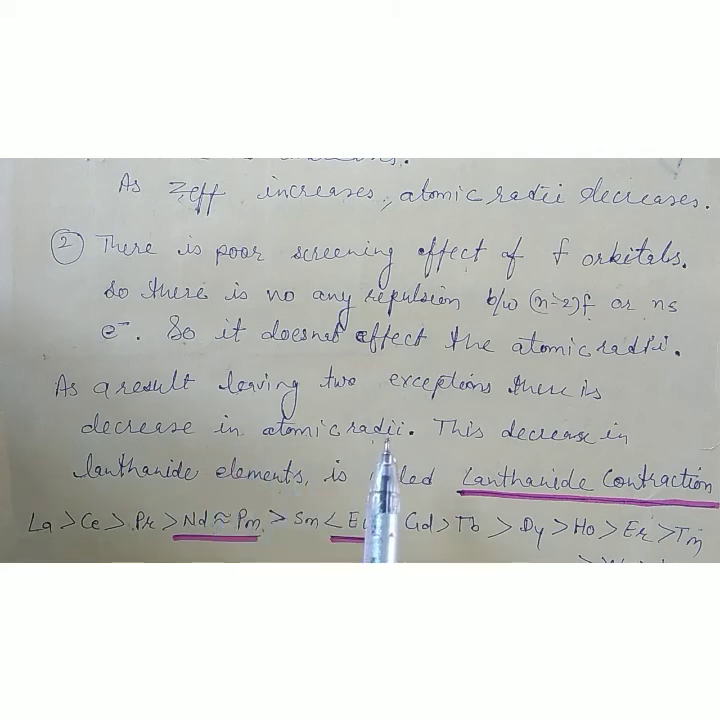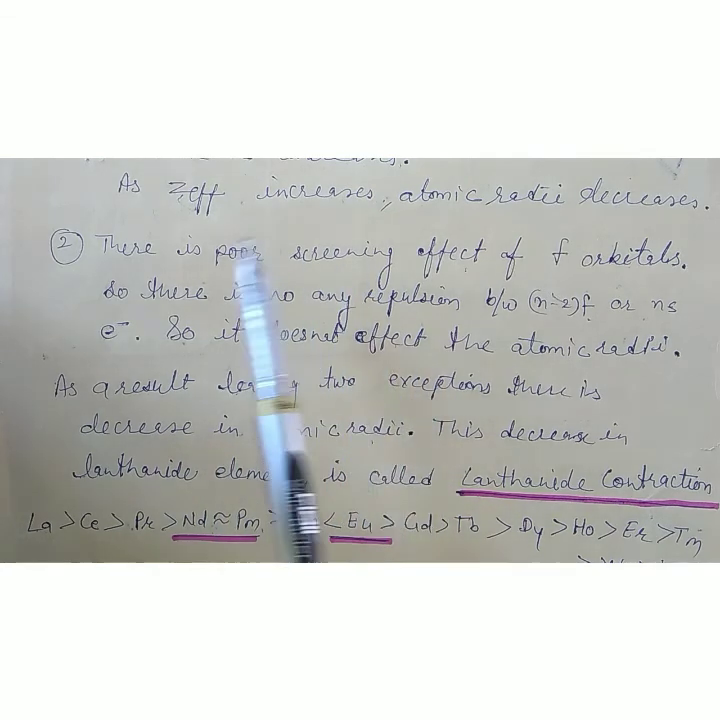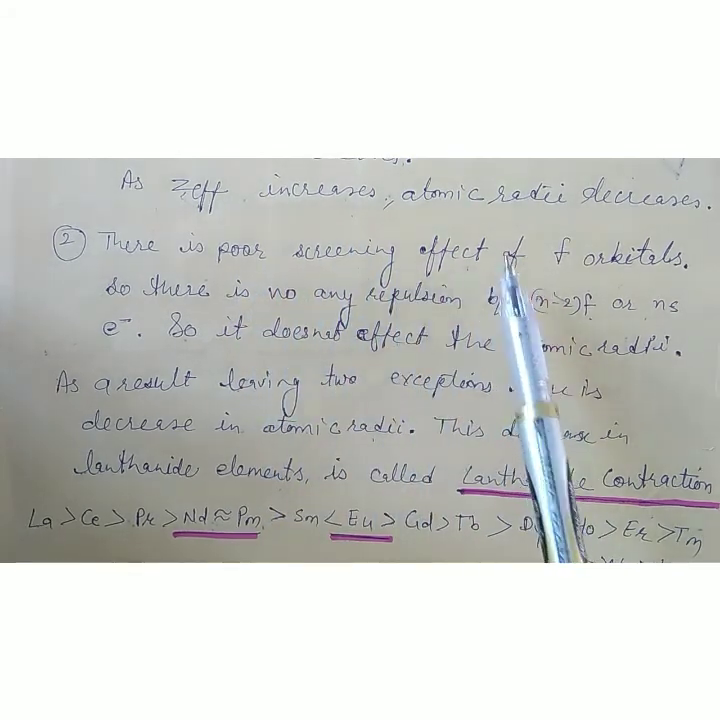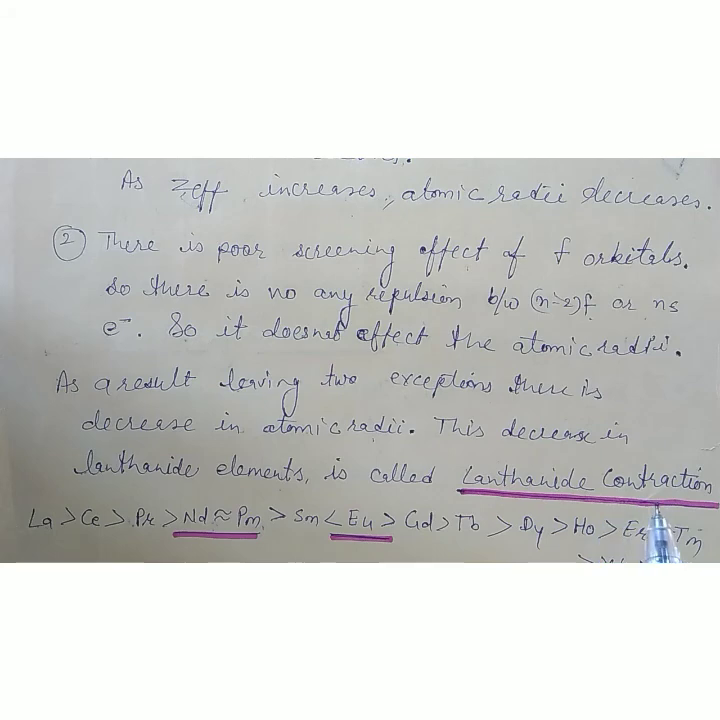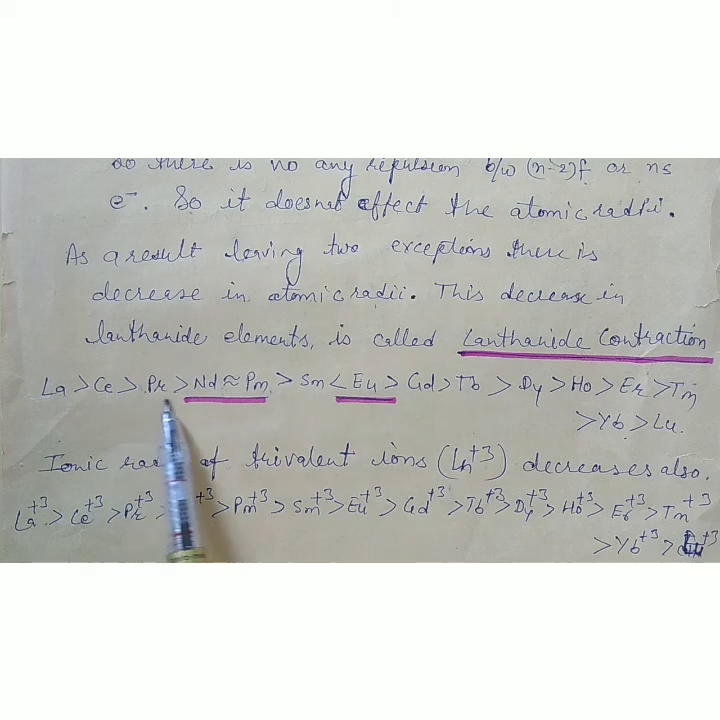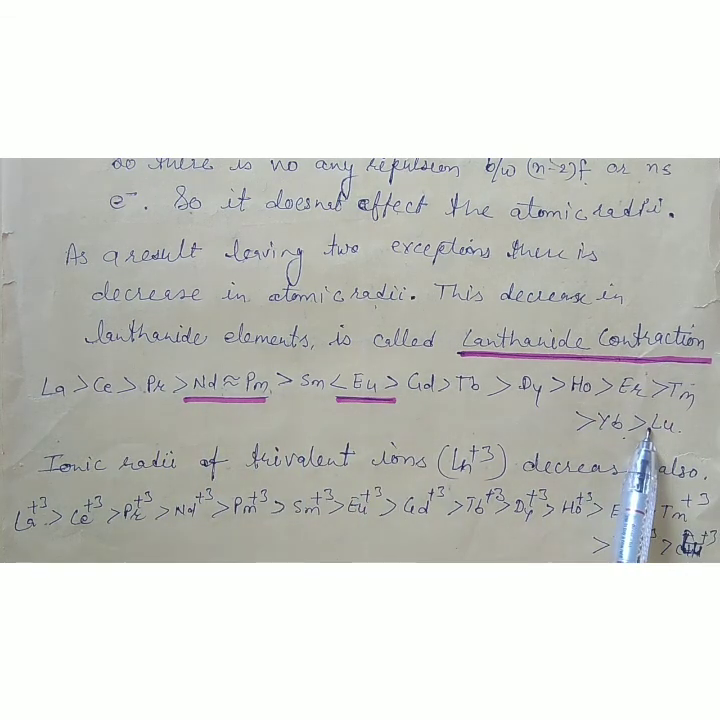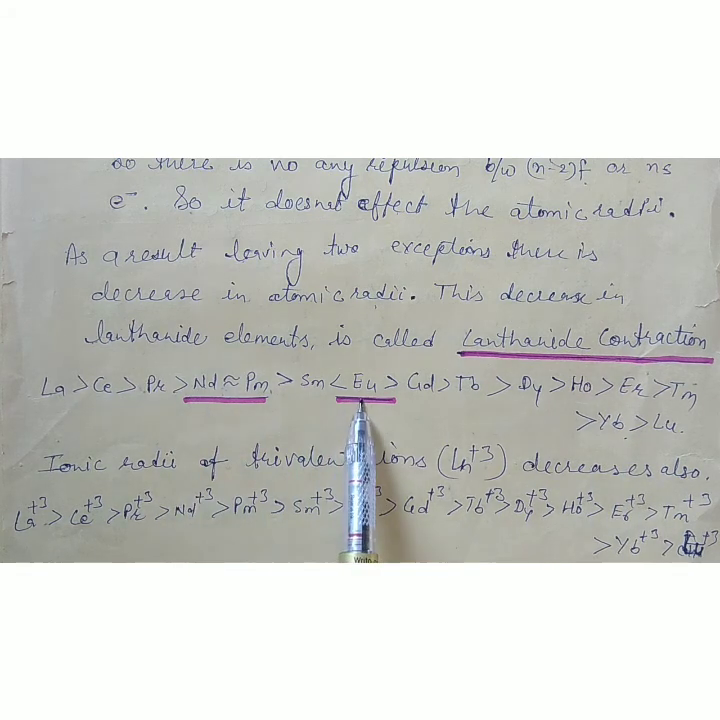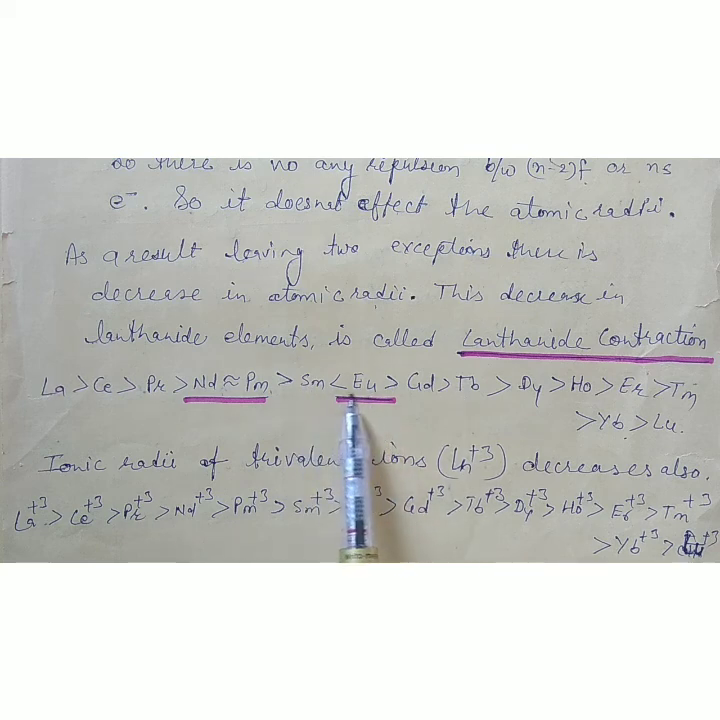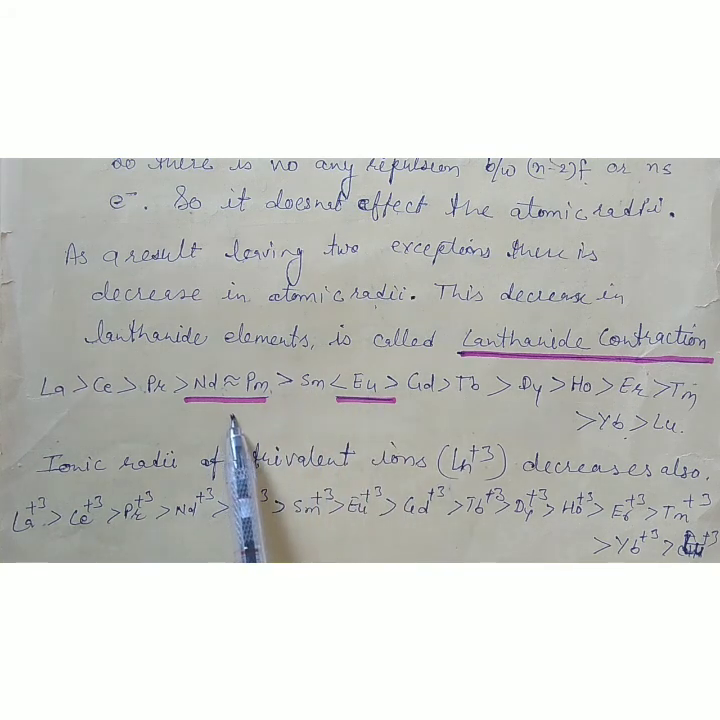So the decrease in atomic radii due to high Z effective and poor screening effect of lanthanoids is known as lanthanoid contraction. Clear? We have seen that from lanthanum to lutetium, there is continuous decrease in atomic radii. Two exceptions are there. Promethium and neodymium have approximately the same atomic radii, while europium is greater than samarium. These are because of their electronic configuration.